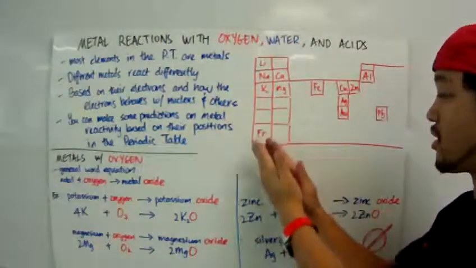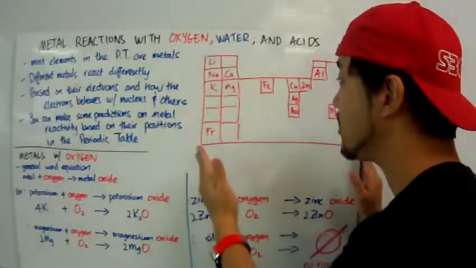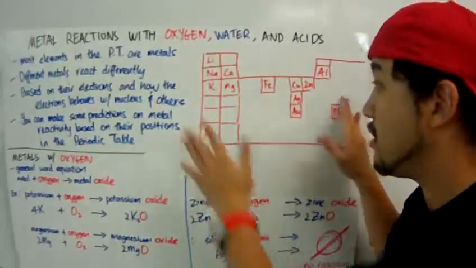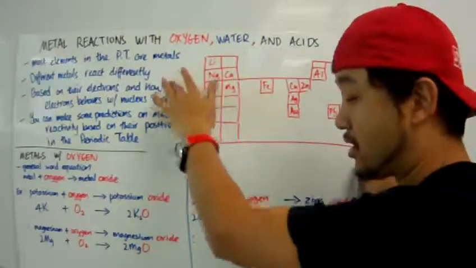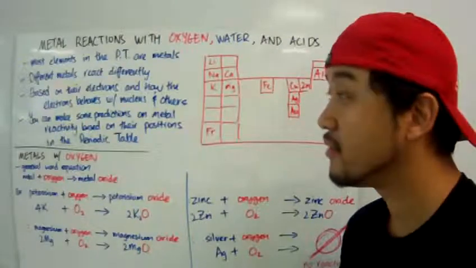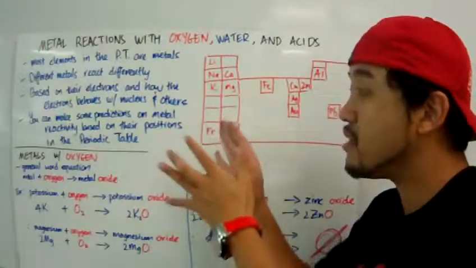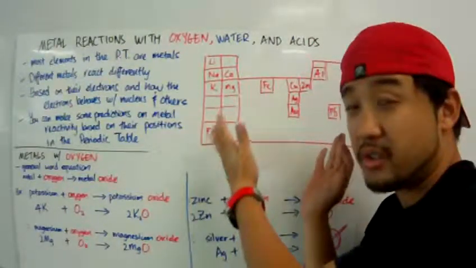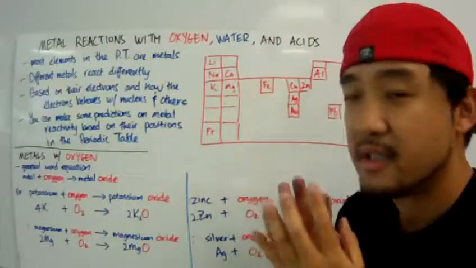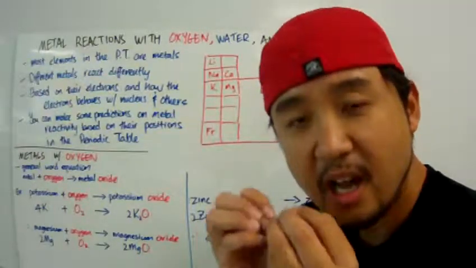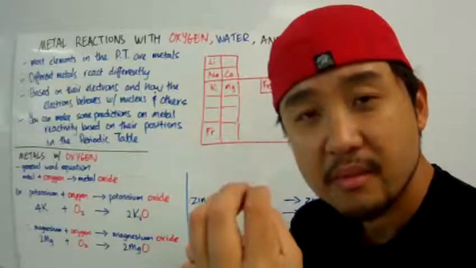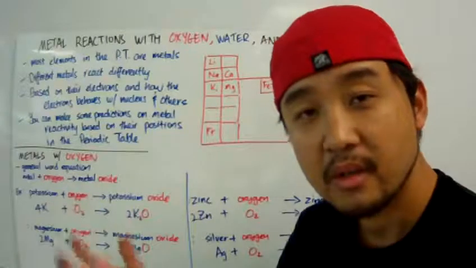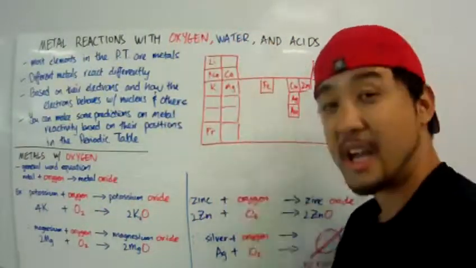Now, if you look at the periodic table, right, what will you see? You see that from the left side to somewhere around here, most of the elements on the periodic table are metals. Now, different metals will react differently because there's so many of them in nature. And this is based on their electrons, how their electrons will behave with its own nucleus and the stuff around them, like oxygen, water, and acids.